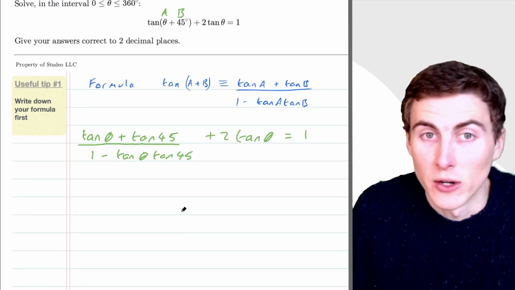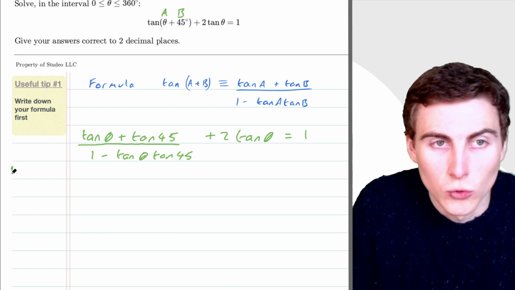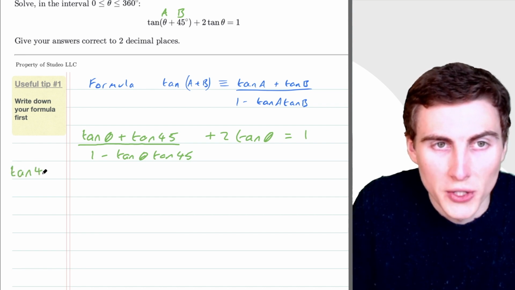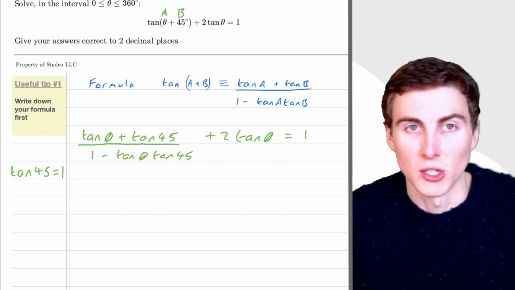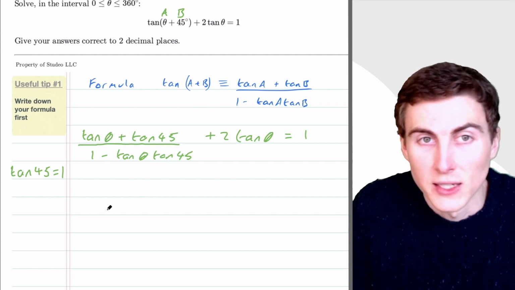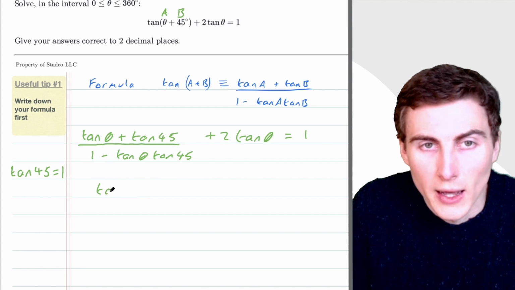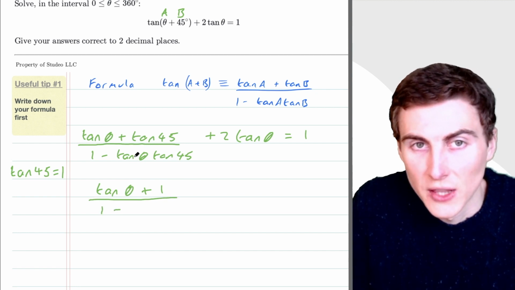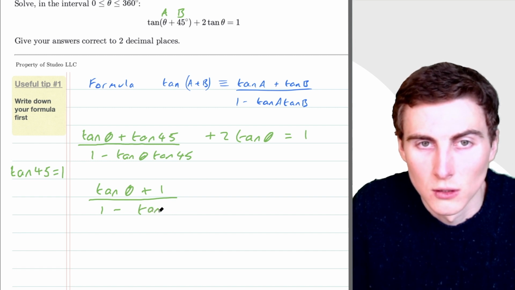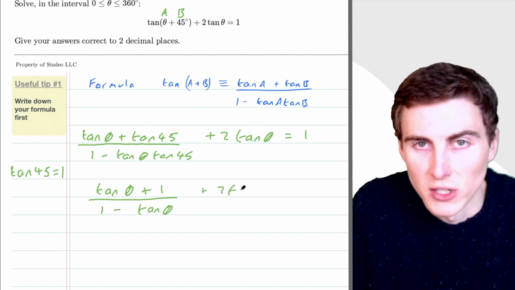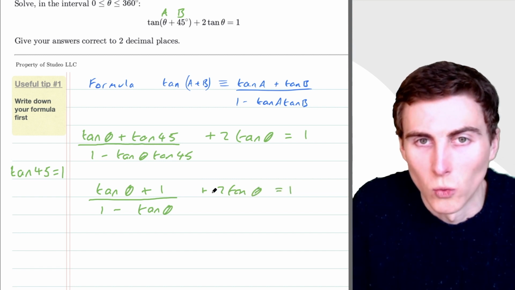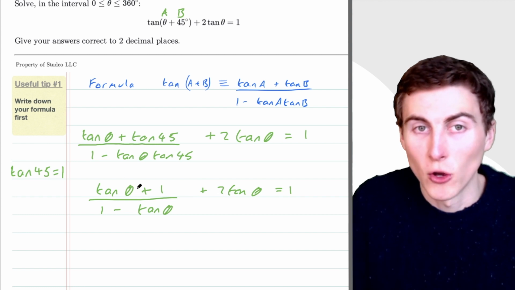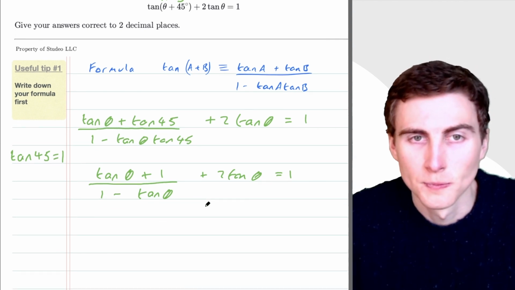So now we can simplify it down a bit. So tan 45 is equal to 1. You can put this in the calculator, or it's one of the ones that you're meant to memorize, but you don't really need to memorize them because you have a calculator. So if we apply that to here, on the top, I have tan of theta plus 1. And on the bottom, we have 1 minus tan theta times 1, so just tan theta. And then the rest of it doesn't really change. We still have plus 2 tan theta, and that's still going to be equal to 1. Okay, so a bit simpler now, and now we've only got tans.